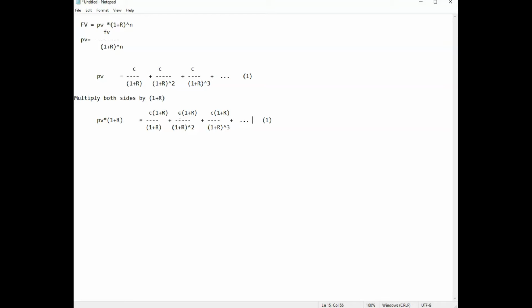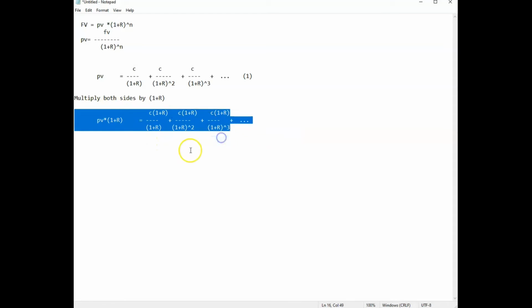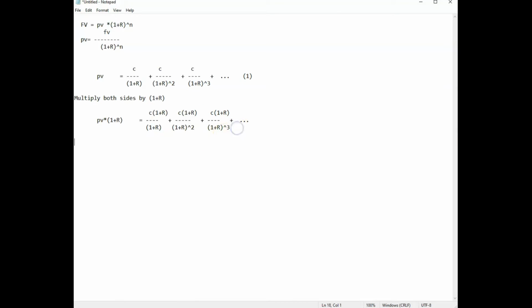This continues this way. The next item with the same numerator, sorry, it's c times 1 plus r, the power will be 4. This part we can simplify. I'm going to delete this part. You see, 1 plus r and 1 plus r can cancel, so we only have c. The first item will become c.